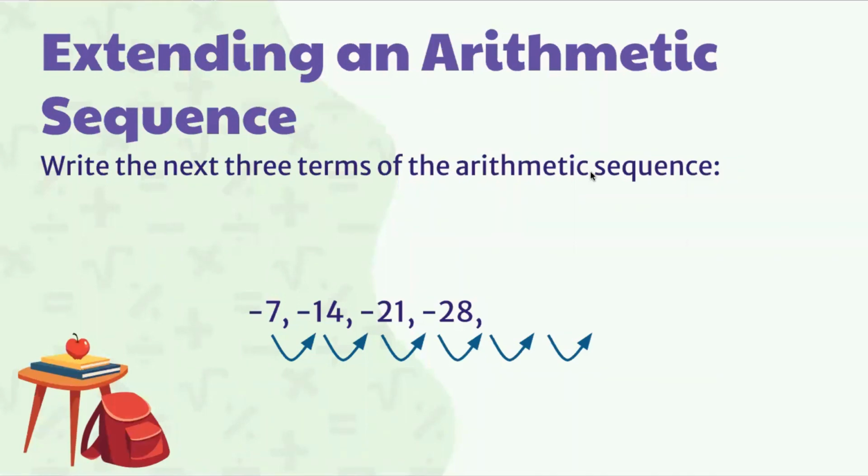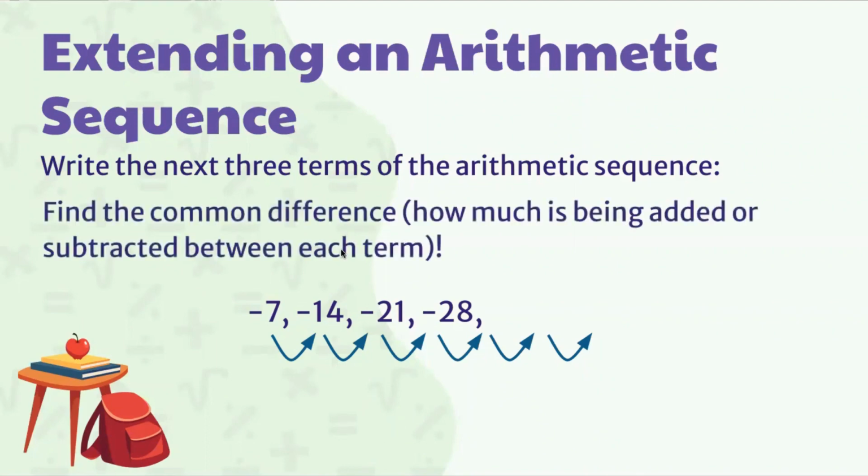But now we're going to look at a few examples using what we know about our common differences, and we're going to try and extend an arithmetic sequence by finding the next 3 terms. So we're already given a part of a sequence right here, -7, -14, -21, and -28. These are 4 given terms, and we just have to find the 3 next consecutive terms. So first thing you want to do is find your common difference, and so how much is being added or subtracted between each of them.